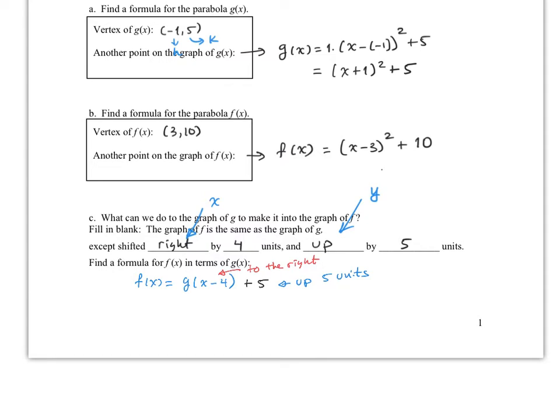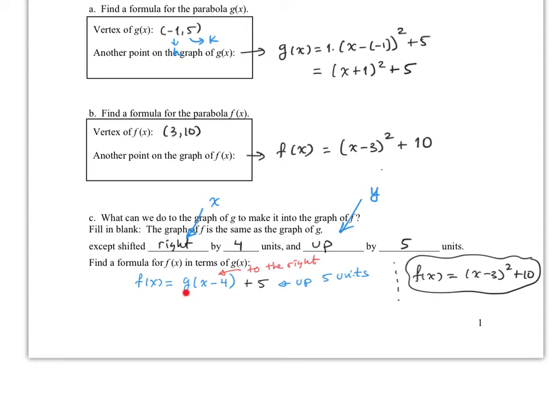Now remember that the function f of x is equal to (x minus 3) squared plus 10. And thus this looks like this. Not quite, but they're actually the same. So here is where the function notation is going to become very, very useful.